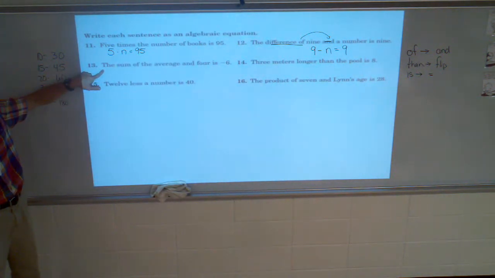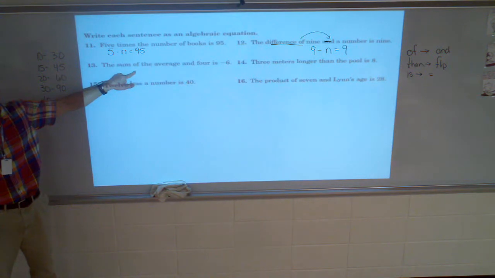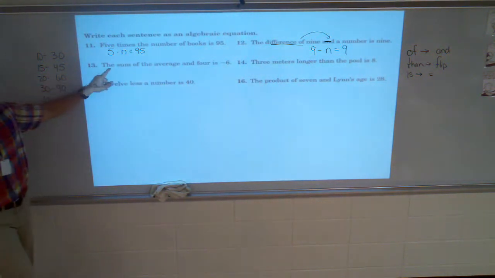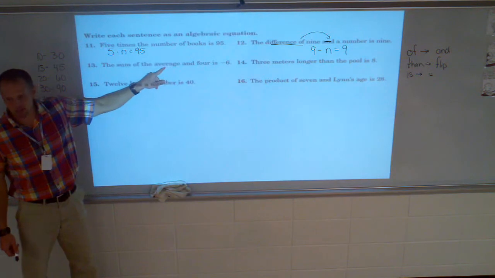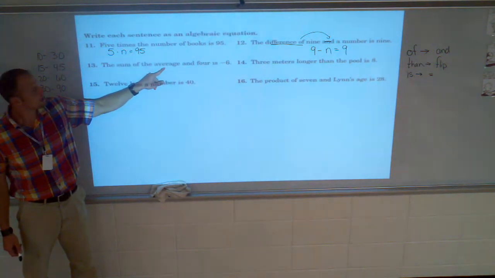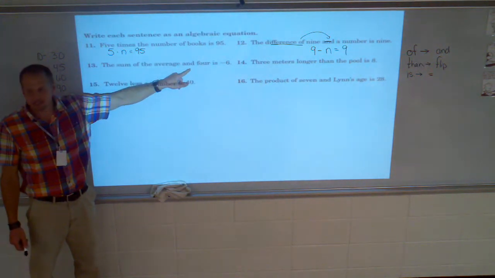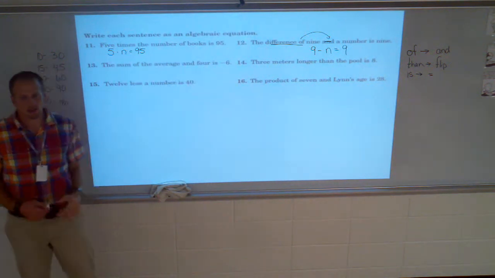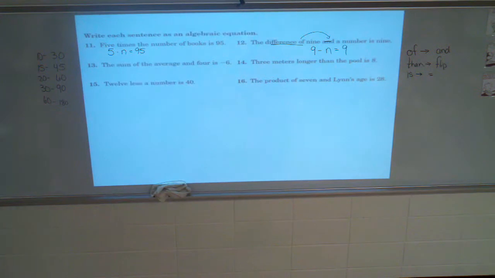Number 13. The sum of. Remember, when you see one of these words with the word of, you've got to find your word and. The sum of the average and 4 is -6.